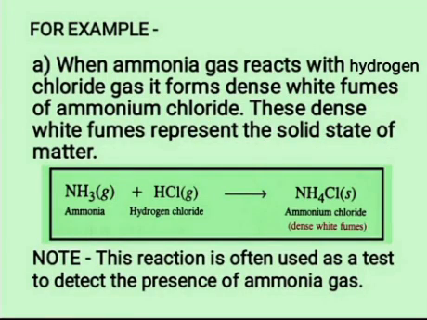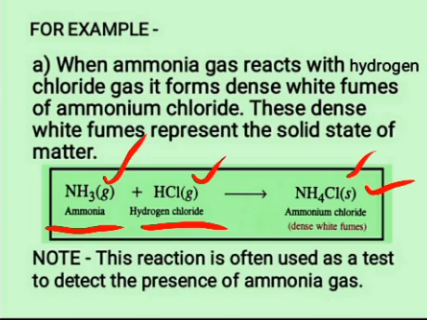For example, when ammonia gas reacts with hydrogen chloride gas, it forms dense white fumes of ammonium chloride. These dense white fumes represent the solid state of matter. This is ammonia, with the formula NH3. Okay, this is ammonia gas, and when it reacts with HCl, it will form NH4Cl. As you can see in the bracket, S is written. This indicates NH4Cl is formed, which is solid.